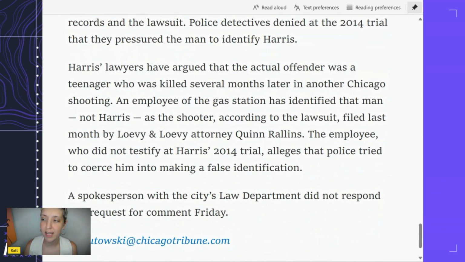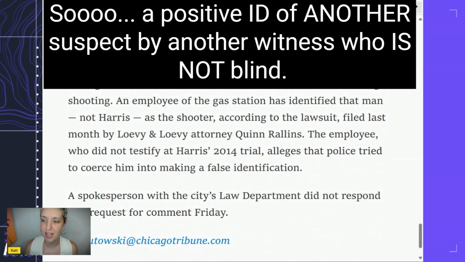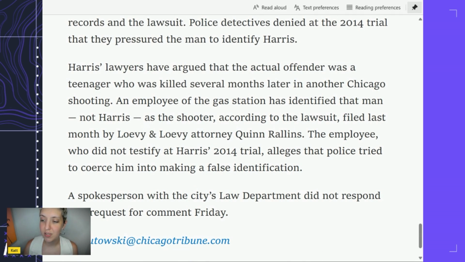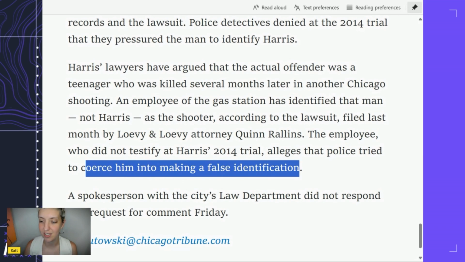Harris's lawyers have argued that the actual offender was a teenager who was killed several months later in another Chicago shooting. An employee of the gas station has identified that man as the shooter, not Harris. The employee, who did not testify at Harris's 2014 trial, alleges that police tried to coerce him into making a false identification.